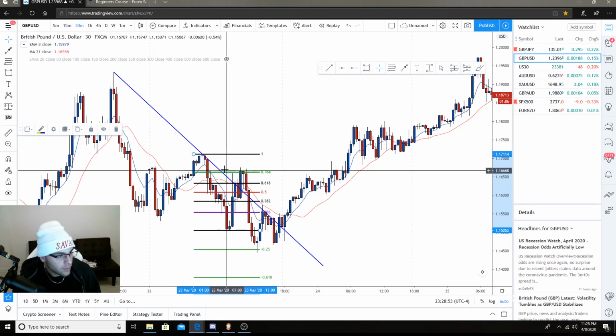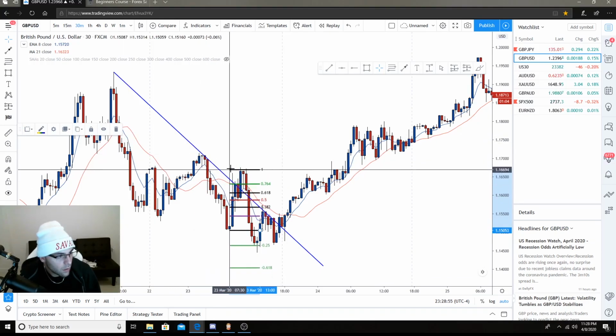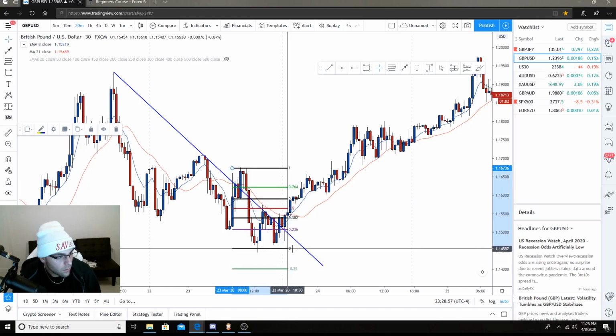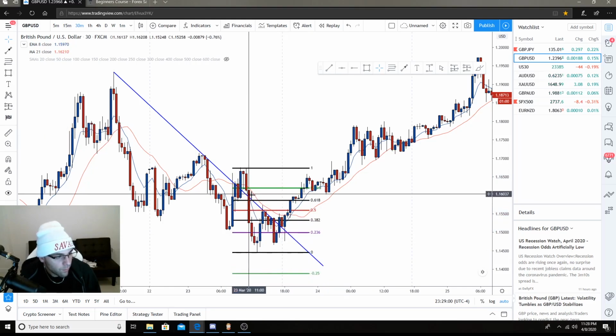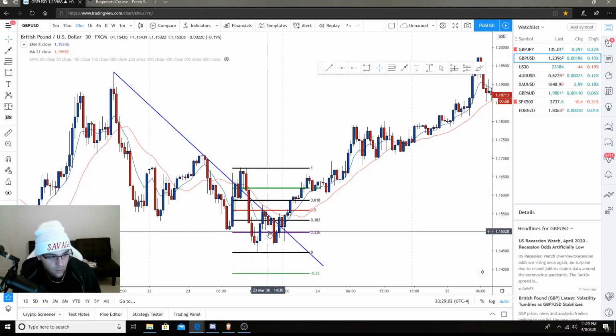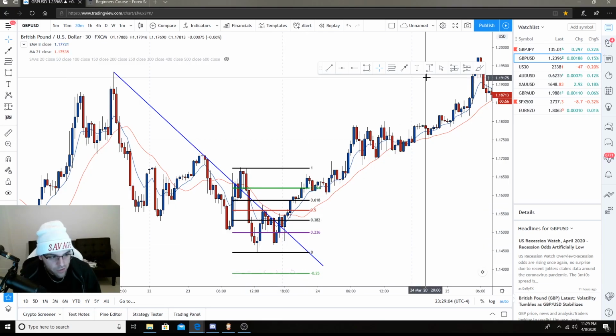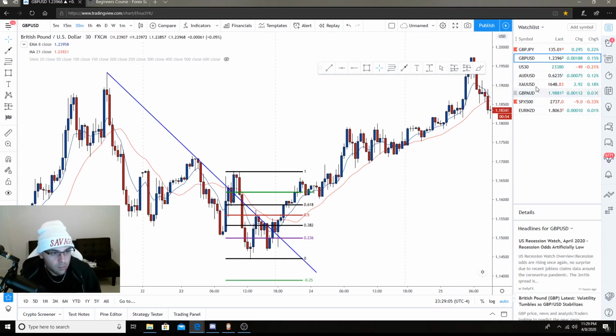Now, look at this. Keep dragging. 50 comes down. Lucky it hit take profit 1 and then reversed. So keep that in mind, guys.